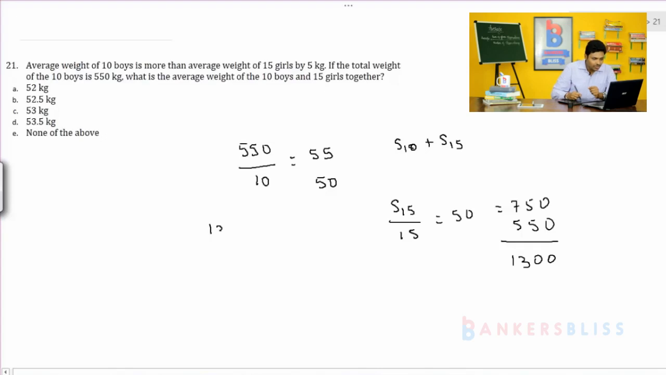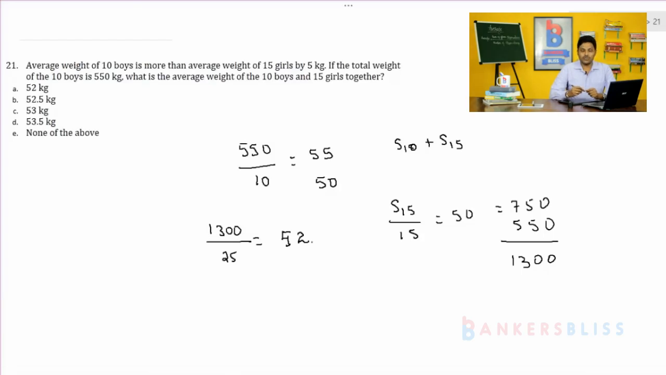So 1300 divided by the 10 boys and 15 girls, that is 25, which is equal to 52. 25 4s are 100, 25 5s are 125, 5 carry over, 25 2s are 50. So the answer is 52 kg, option A, is the right answer.